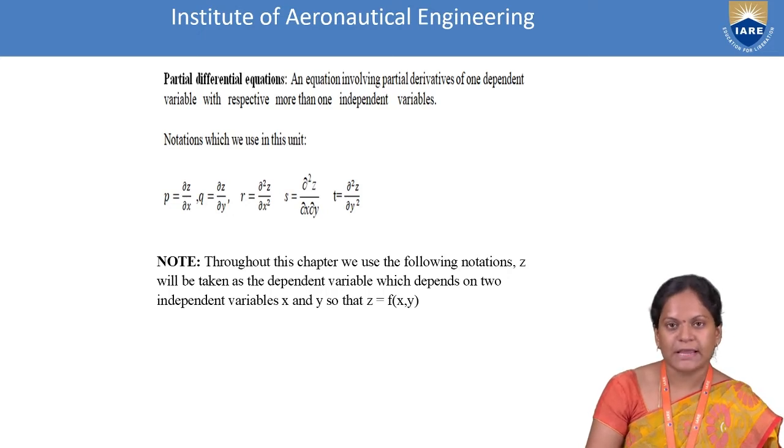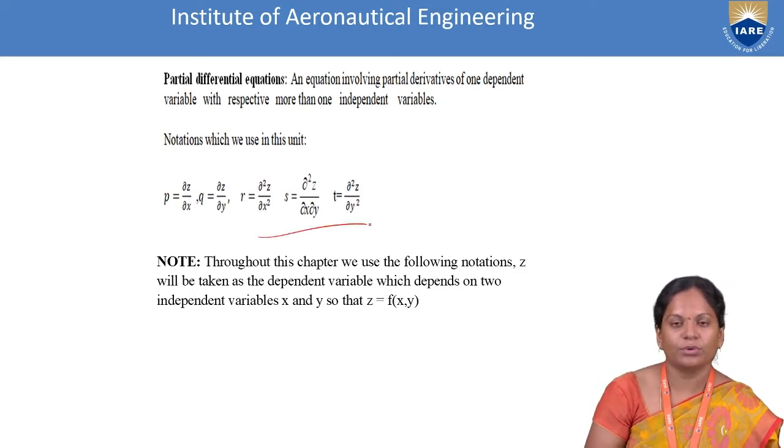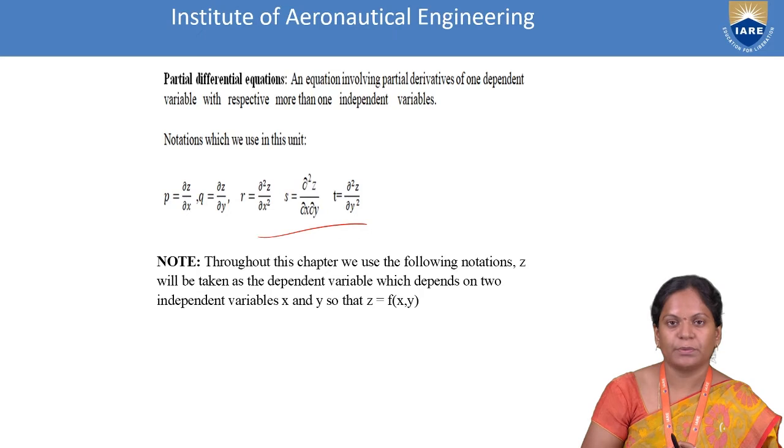Here we have some standard notations. What are those? p equal to dou z by dou x and q equal to dou z by dou y. r, s, t are second order derivatives. r is dou square z by dou x square, s is dou square z by dou x dou y, and t is dou square z by dou y square. So p, q, r, s, t are the standard notations throughout this partial differential equation topic. p and q are first order derivatives.